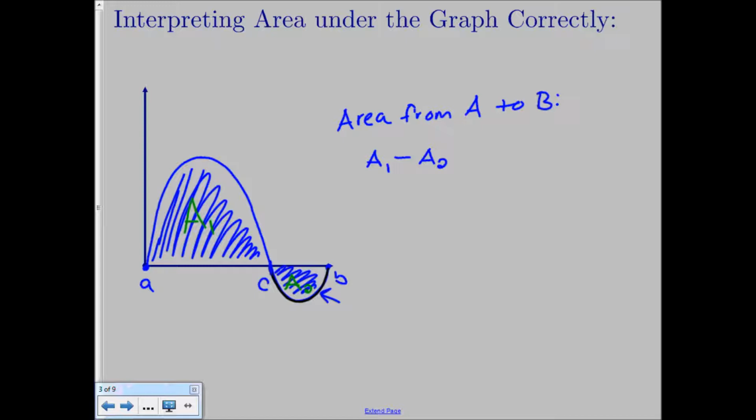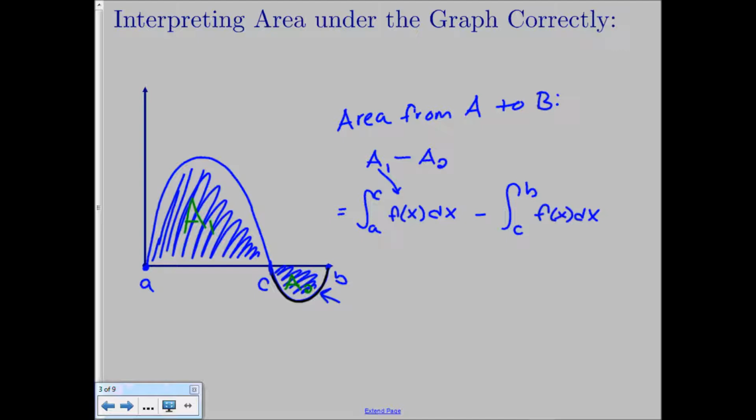So in order to do that with integrals, what we're going to do is the integral from A to C of f of x dx, because that's going to give us our A1, minus the integral from C to B of f of x dx. So instead of just doing the integral from A to B of these two things, we're actually going to have two separate integrals and we're going to subtract them from each other in order to counteract the negative area of A2.